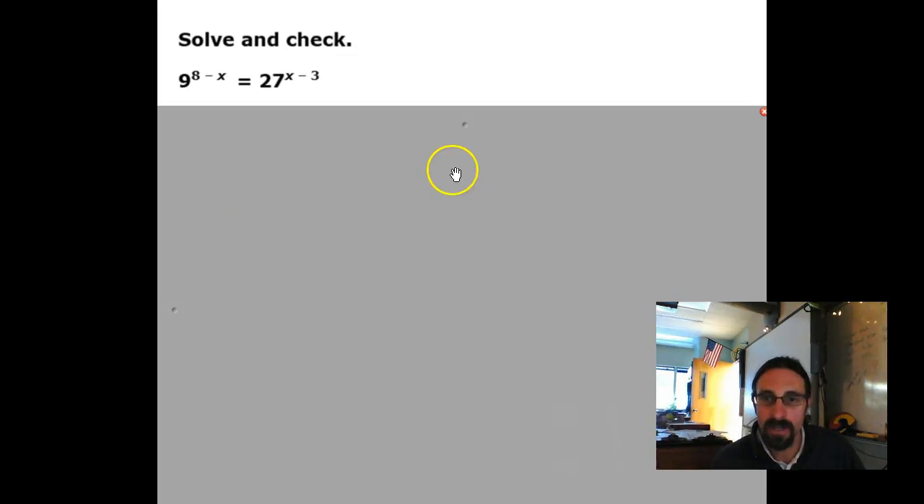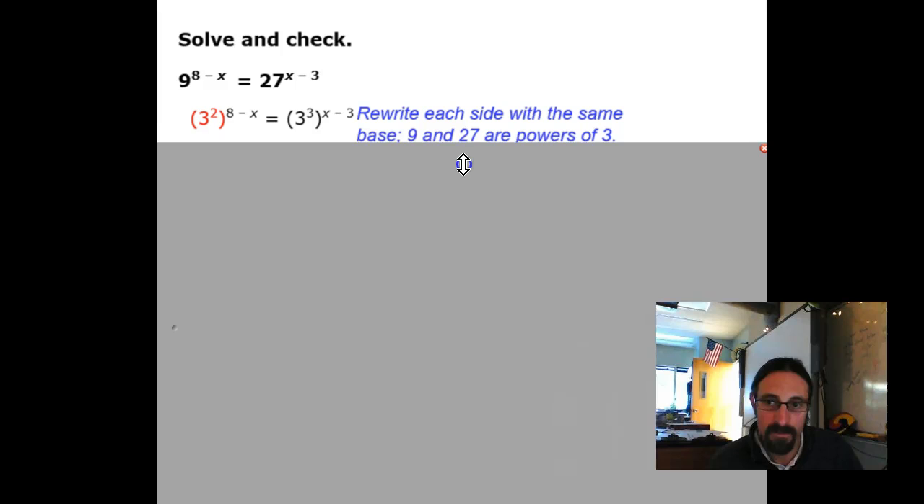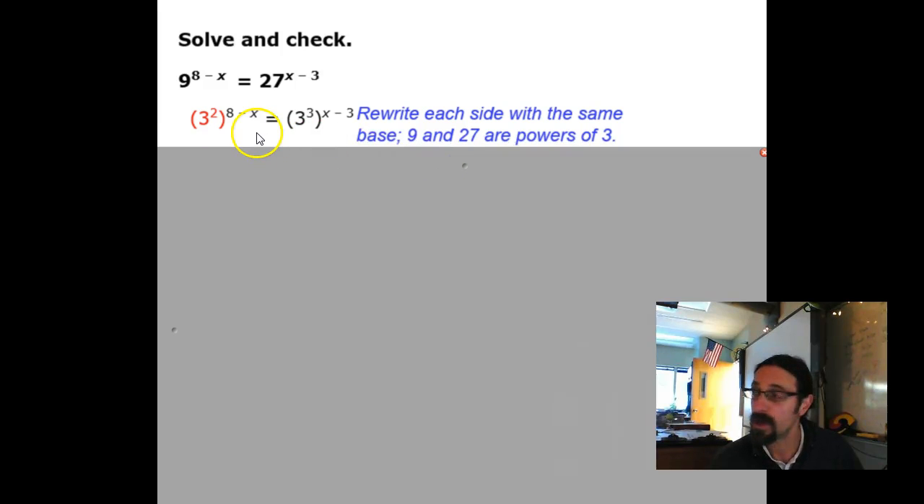On this problem here, it says solve and check. In this example, of course, 9 and 27 have something in common. They're both 3 raised to a power. So if we rewrite these expressions, you can see that this is really 3 to the power 2, raised to the power 8 minus x, and of course 27 is 3 to the third, and that is being raised to the power x minus 3.